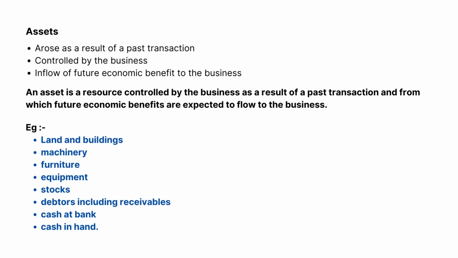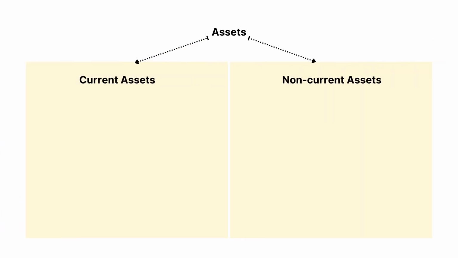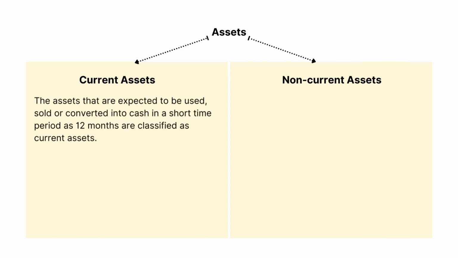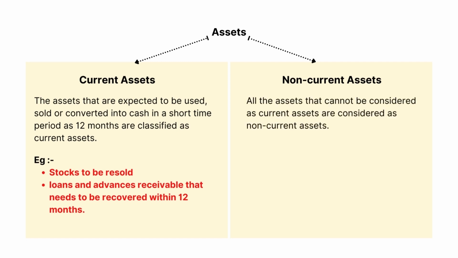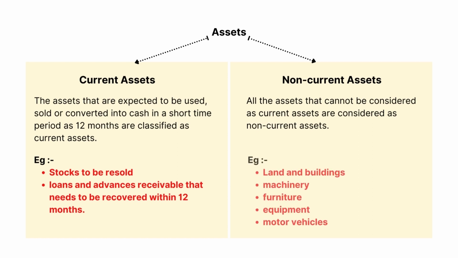The assets of a business can be categorized into two types as current assets and non-current assets. The assets that are expected to be used, sold, or converted into cash in a short time period such as 12 months are classified as current assets. Examples: stocks to be resold, loans and advances receivable that need to be recovered within 12 months. All the assets that cannot be considered as current assets are considered as non-current assets. Examples: land and buildings, machinery, furniture, equipment, motor vehicles.